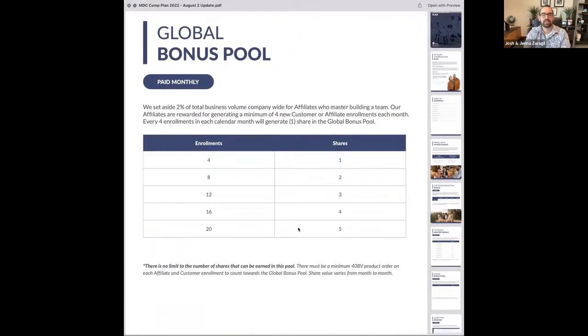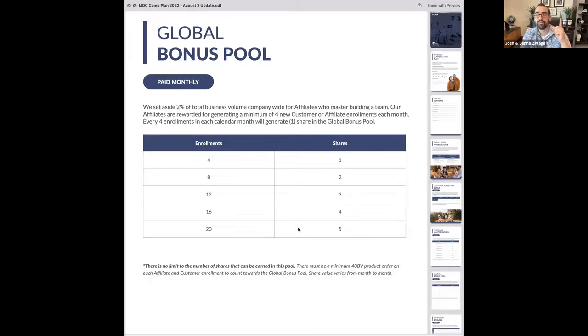Okay, the next one is the global bonus pool. And this is a really cool bonus because in most network marketing companies, when you look at their comp plan, the global bonus pool or whatever bonus pool they have is usually rank based. What that means is you have to be a certain rank in order to participate in some level of bonus pools. Like, for instance, the first company I was in as a distributor, they had a 1% pool, but you had to be the top rank in the company to be in that pool. So that's not a pool for everyone. That's a pool for the 1%.